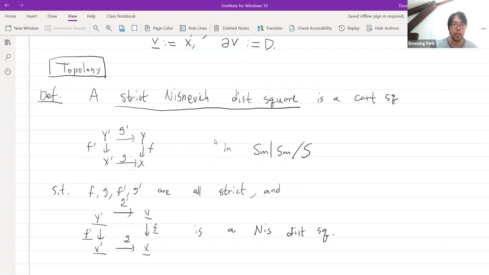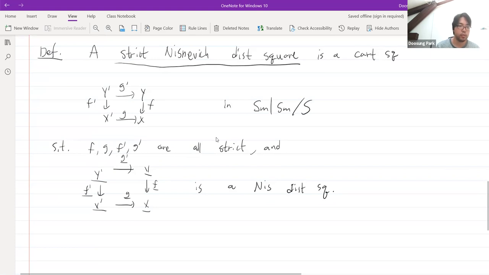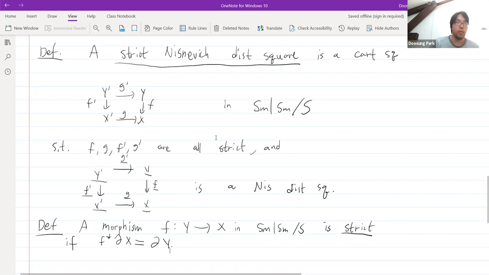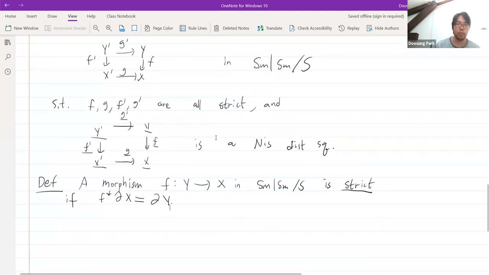Okay, and I need to define strict. So a morphism f from Y to X in smooth log smooth over S is strict if f upper star of the Cartesian divisor is exactly the boundary of Y. Okay, and then I will abbreviate this topology as the strict Nisnevich topology, S Nis topology.